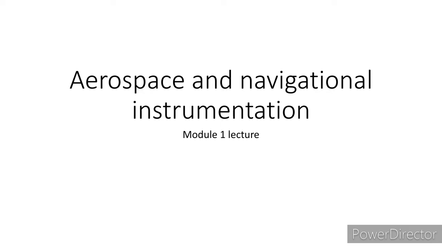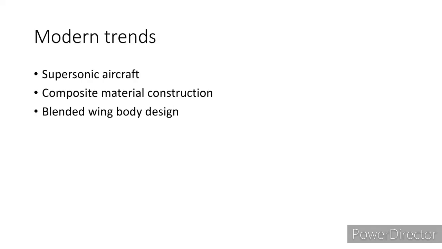So today we will discuss some of the modern aspects of aviation. The first one to be discussed is supersonic flights. The second point to be discussed is aircraft constructed using composite materials. Then last comes blended wing body designs.